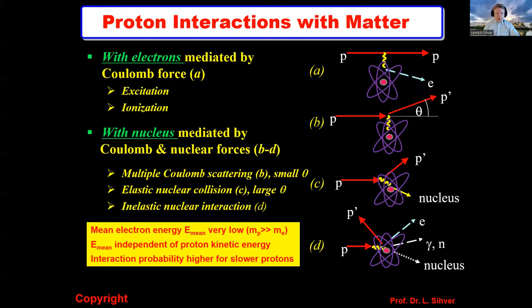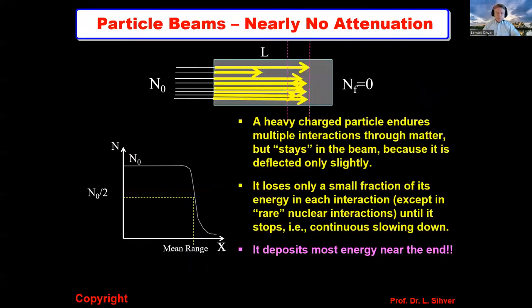The mean electron energy is very low, and the mean electron energy is independent of proton kinetic energy. The interaction probability is higher for slower protons. If you look at the particle beams, for particles, we have nearly no attenuation. This is a difference from the photons. A heavy charged particle endures multiple interactions through matter, but stays in the beam because it is deflected only slightly. It loses only a small fraction of its energy in each interaction, except in rare nuclear interactions, until it stops.